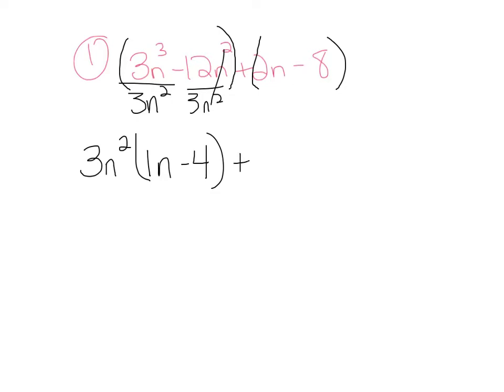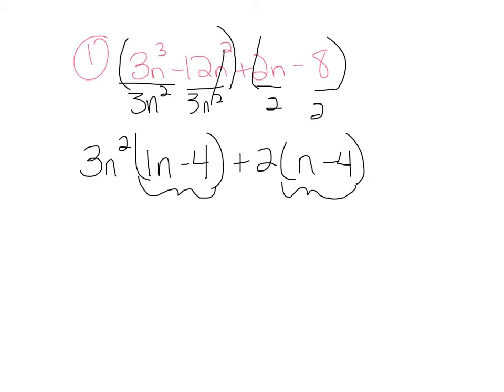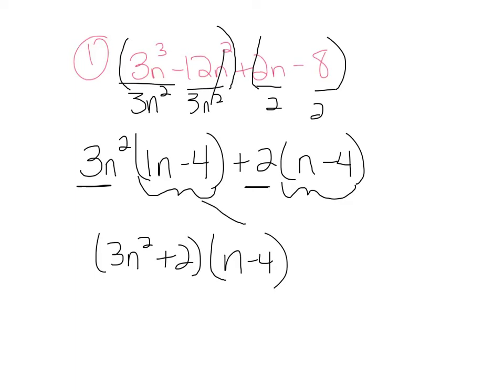Now bring down my plus sign. And now 2n minus 8. What do they have in common? They have a 2 in common. So I'm going to factor a 2 out of there. Okay, and that leaves me the n minus 4. And if you notice, what's inside my parentheses is the same. That will always happen. Okay, if that does not happen, you did something wrong. Okay? So my answer now is going to be 3n squared plus 2, all right, times my n minus 4. Okay, so those 2 go there, and then my 3n plus 2 are grouped together.